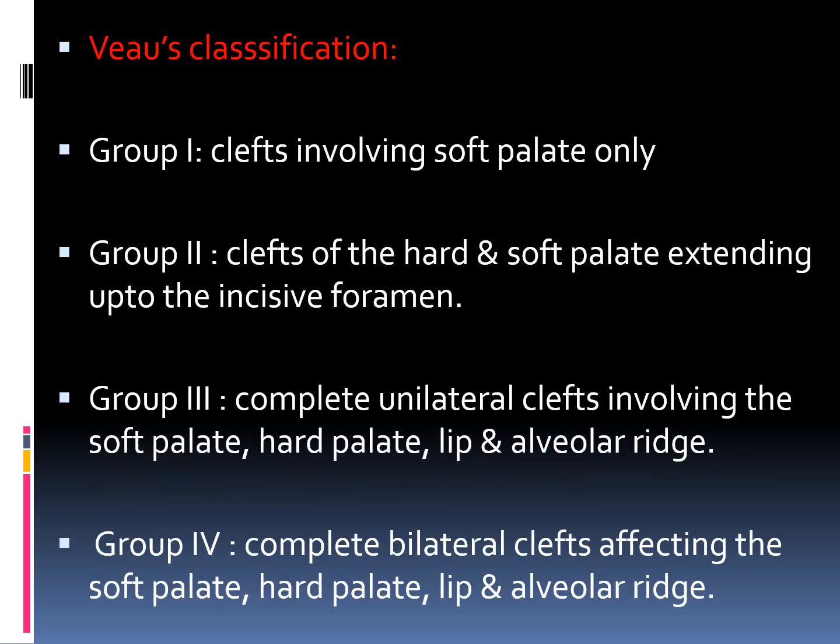Next is Veau's classification. He divided the groups into group 1, clefts involving only the soft palate; group 2, clefts of hard palate and soft palate extending up to the incisive foramen; group 3, complete unilateral clefts involving the hard palate, soft palate, lip, and alveolar ridge; and group 4, complete bilateral clefts affecting the soft palate, hard palate, lip, and the alveolar ridge.